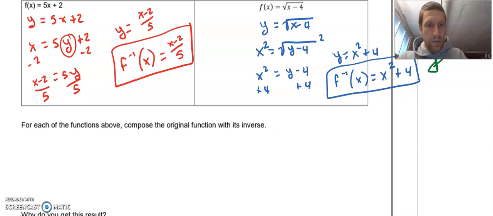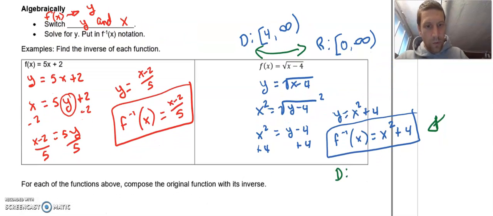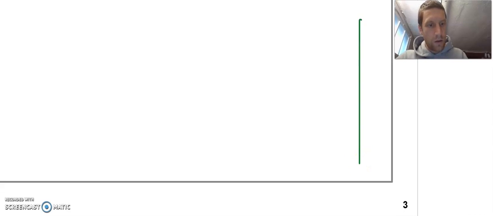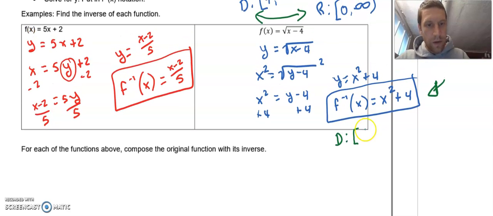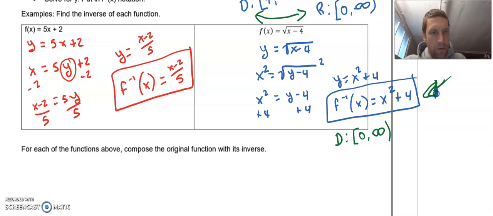Okay, so what I'm saying is that the domain of my new function, my inverse, is going to be the range from the original. So this domain should be equal to the range from f of x, so 0 to infinity. Now, if I just look at the domain of this original function, I can plug anything in there, right? I don't have any fractions with x. I don't have the square root of anything. So if I'm just saying what's the domain of that function there, it would be from negative infinity to infinity.